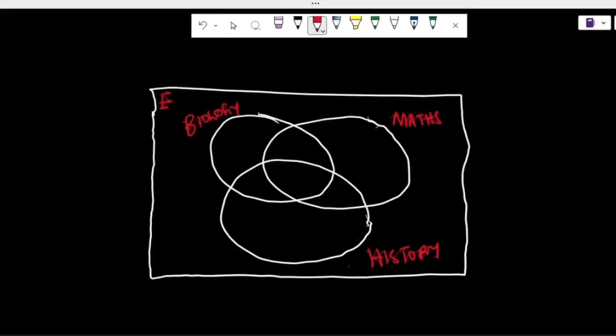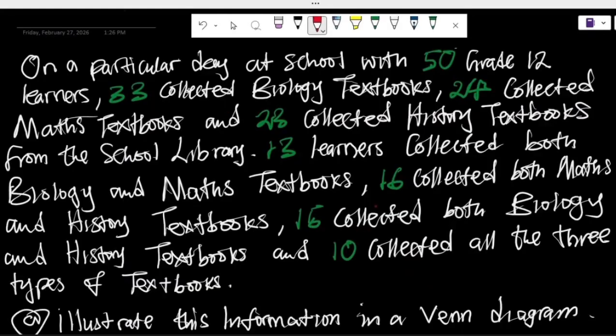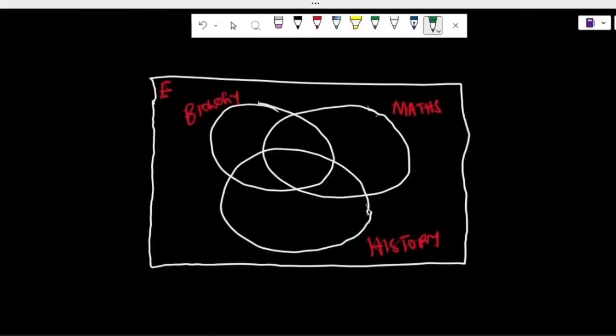So let's look at the information and see what we are supposed to do. Notice that out of these 50 grade 12 learners, 10 of them collected all the three types of textbooks. So this means that we are going to have 10 here because 10 here is biology intersection mathematics intersection history because they collected all the three textbooks. So here we have to put 10.